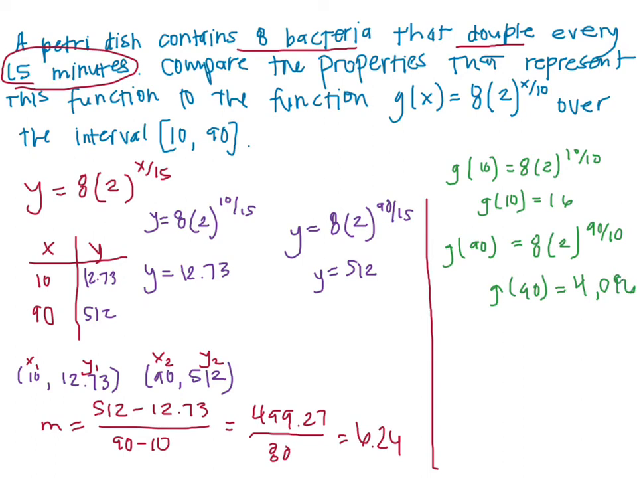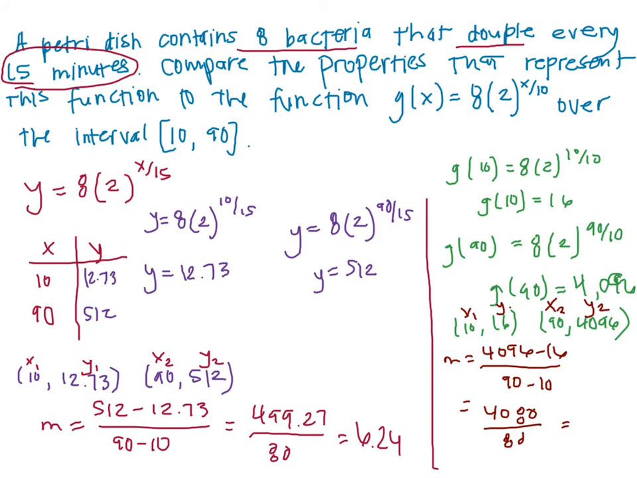Well, already I see that there's a big difference between the y value when x was 90 for the first function, 512, and the y value when x was 90 for this one. So the 2 points that I have are 10, 16, and 90, 4,096. Next thing I need to do is take x1, y1, x2, y2, and plug those all into our slope formula. And that gives me 4,080 divided by 80, which is 51. So I have one rate of change that's 51, another rate of change that is 6.24.